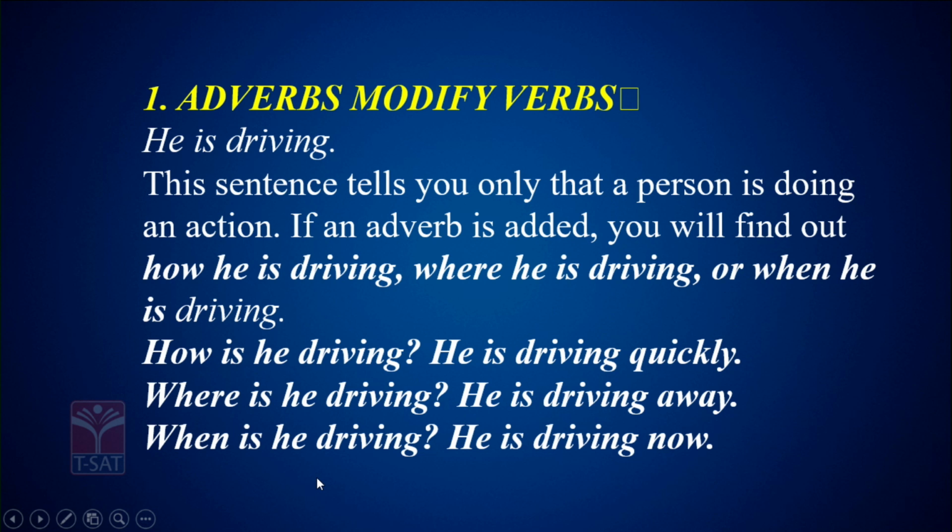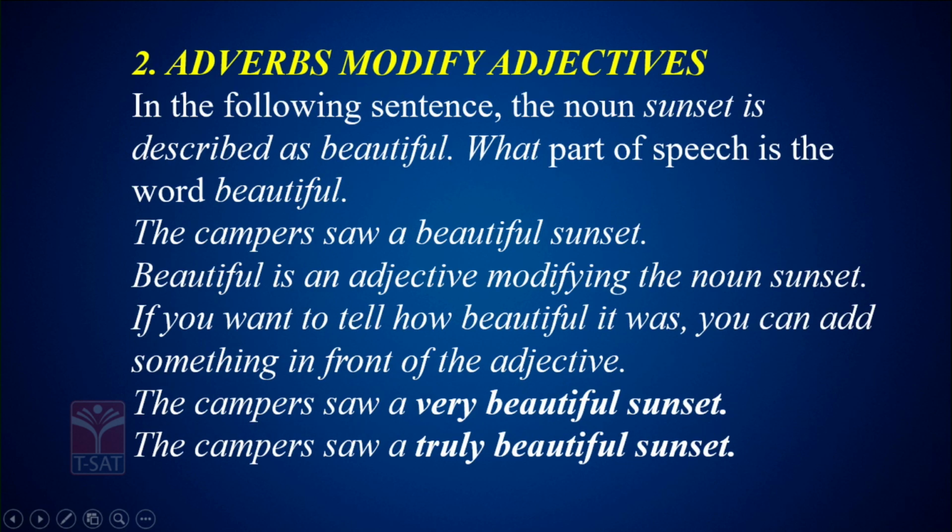When is he driving? He is driving now, right. So, now, away, quickly, slowly, all these words are considered to be adverbs, because these words tell about the action which took place, called driving, right. In such a way, you will be able to identify the adverbs. Only one thing you should remember: adjectives modify nouns and pronouns, adverbs modify in general verbs, right. With these three examples, you can easily identify the adverbs in a sentence, right.